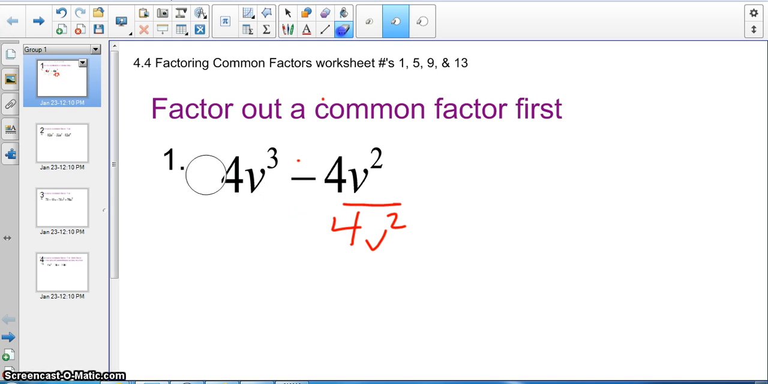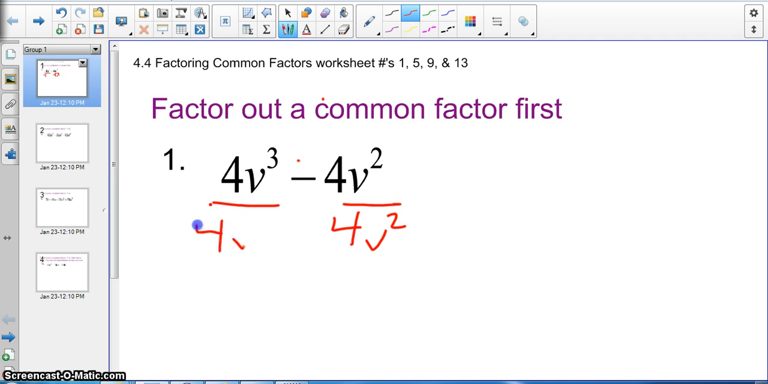I'm just going to erase this to make this look a little better. So 4v squared is the greatest common factor that these two terms have in common. Okay, so 4, they're both divisible by 4, and they both have at least 2 v's that are in common. So I like to write them underneath each other because that's what I'm going to be factoring out. That's going to go out in front of my parentheses. So now let's figure out what's going to be inside of each parenthesis.